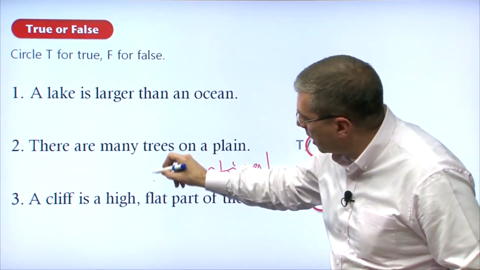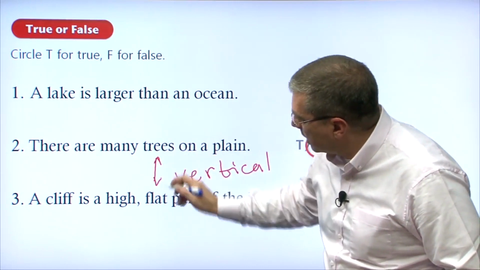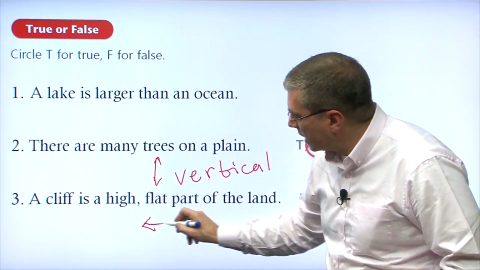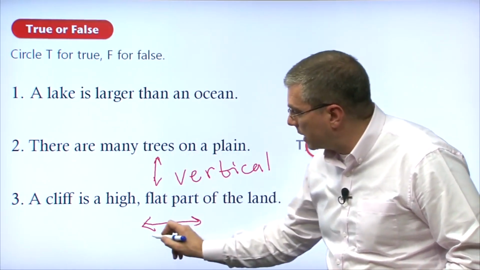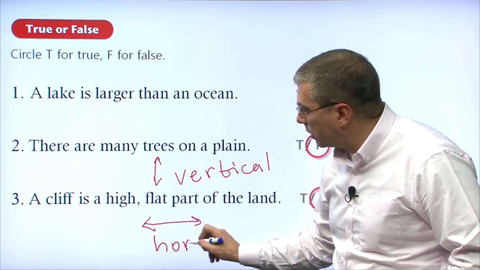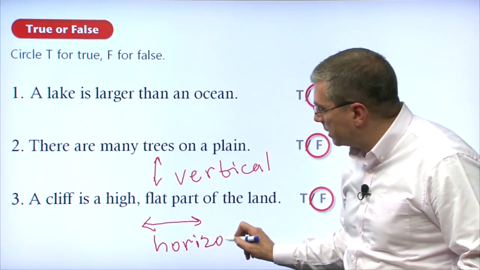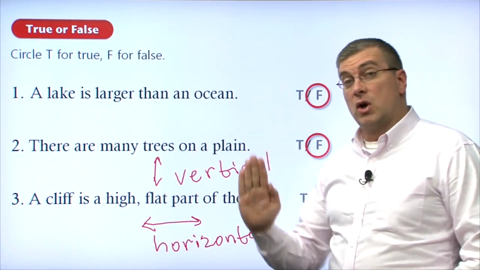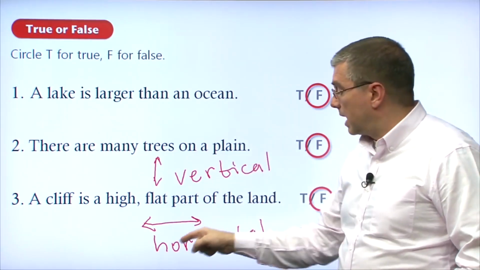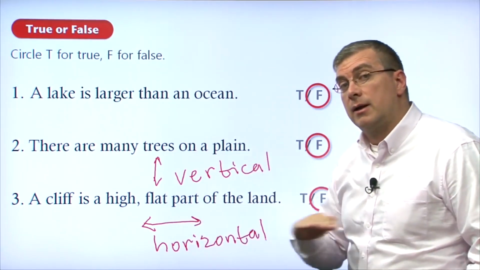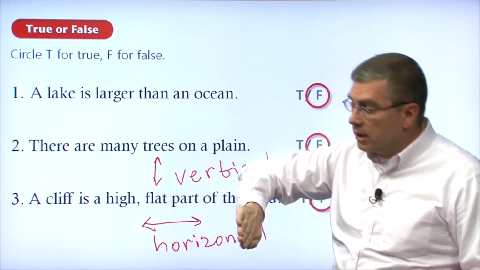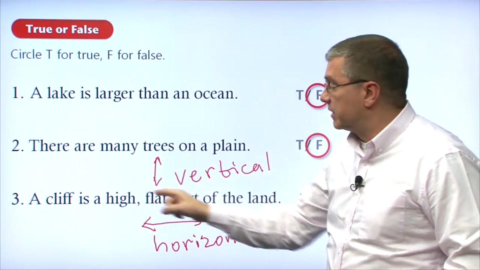Vertical goes up and down. Here, I'll draw it over here. Up and down. That's vertical. Flat is this way. There's another word we can use, and that is horizontal. Let's practice those two words. First, we have vertical, up and down. Then we have horizontal, flat. Okay? A cliff is not horizontal. A cliff is vertical. So this is not correct.